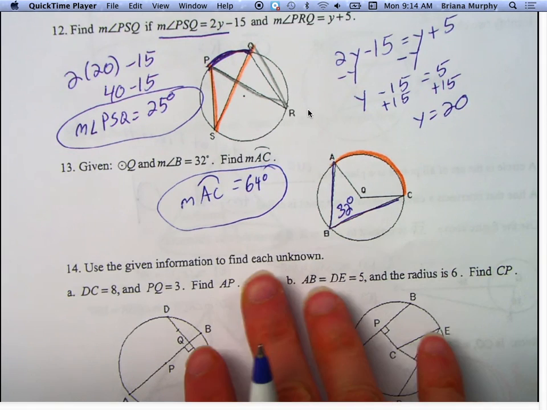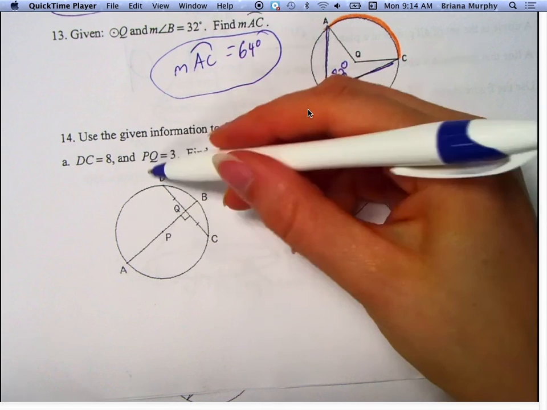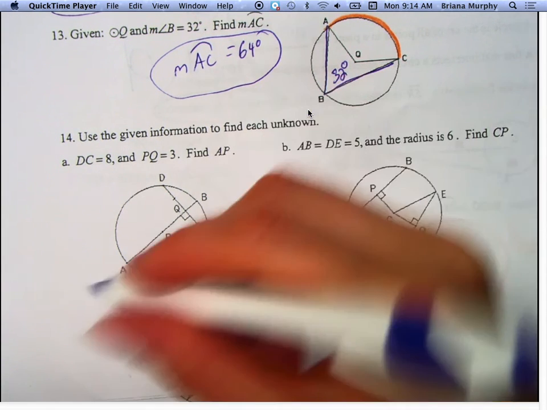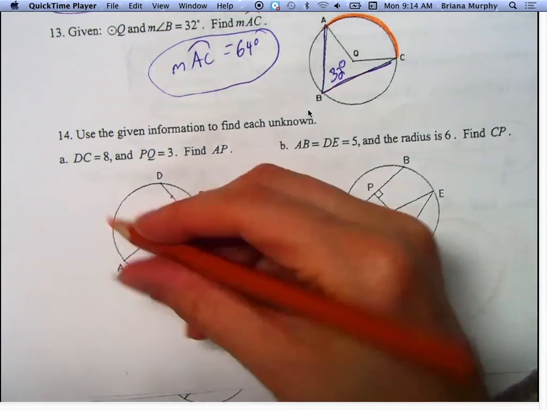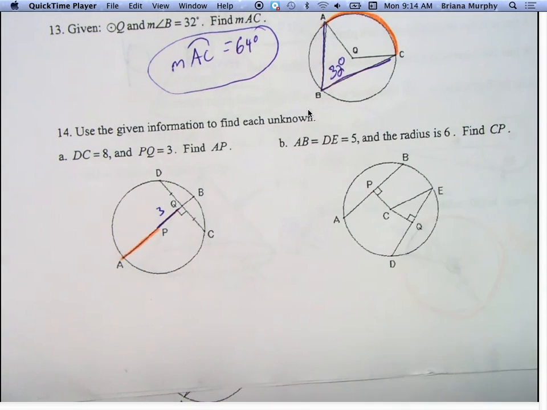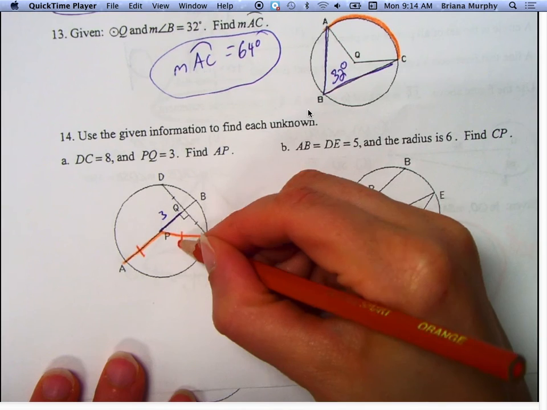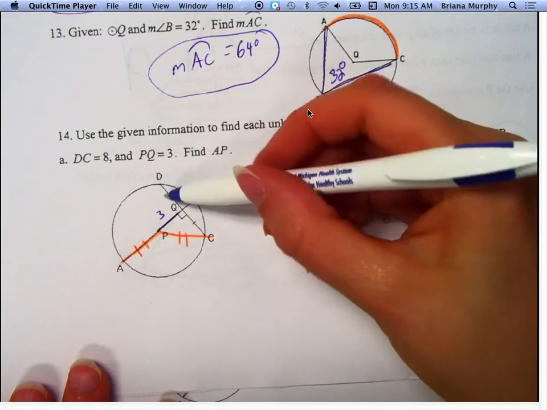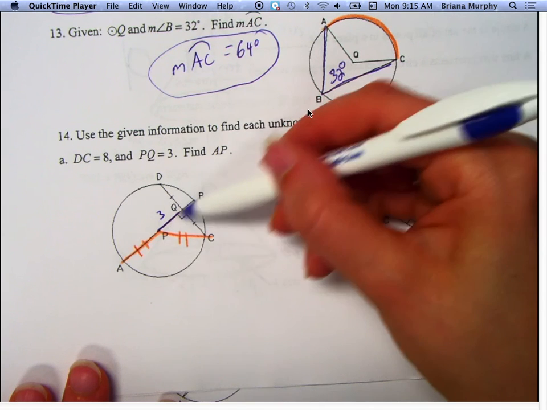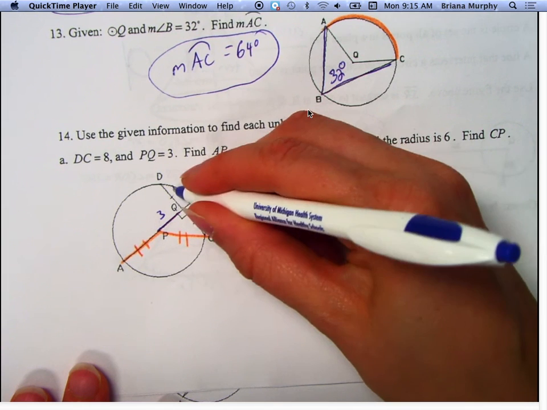All right, 14a. We have D to C is 8, P to Q, this bit right here, P to Q is 3. We want to find A to P. A to P is what of this circle? It's the radius, right? Can I draw another radius right here? Would these be the same? Yeah. And if these little marks are right here and we have a diameter intersecting a chord, that means they're both what? 4, right? We divide it in half.